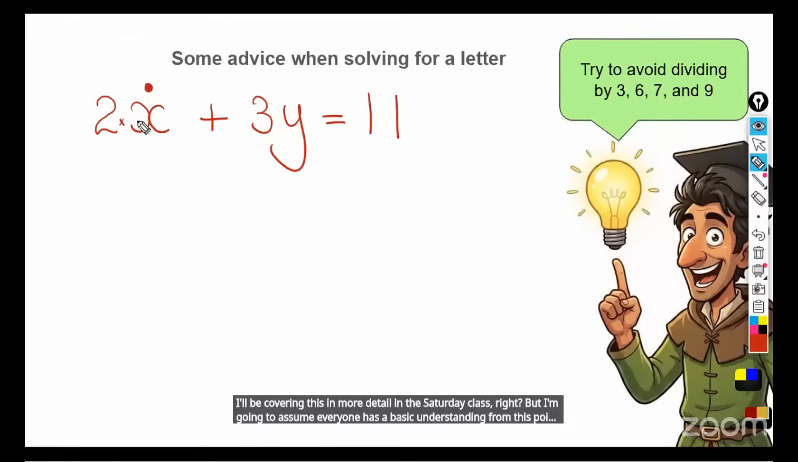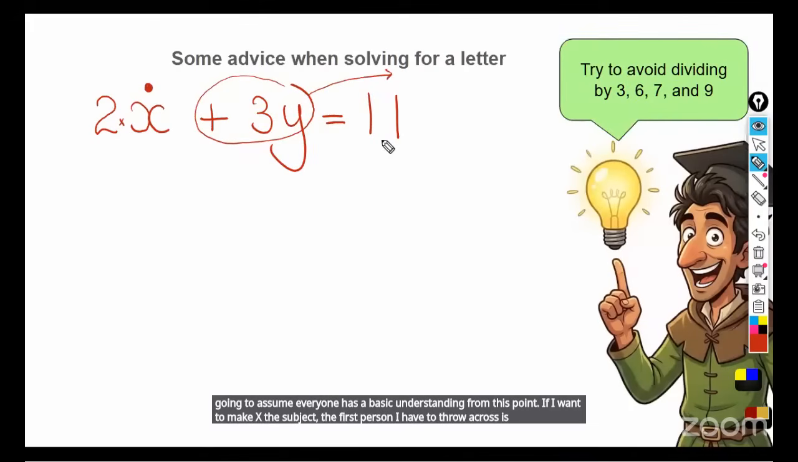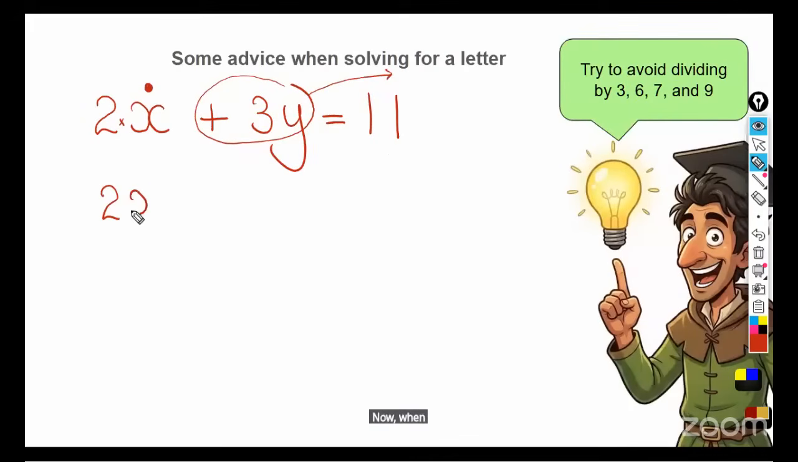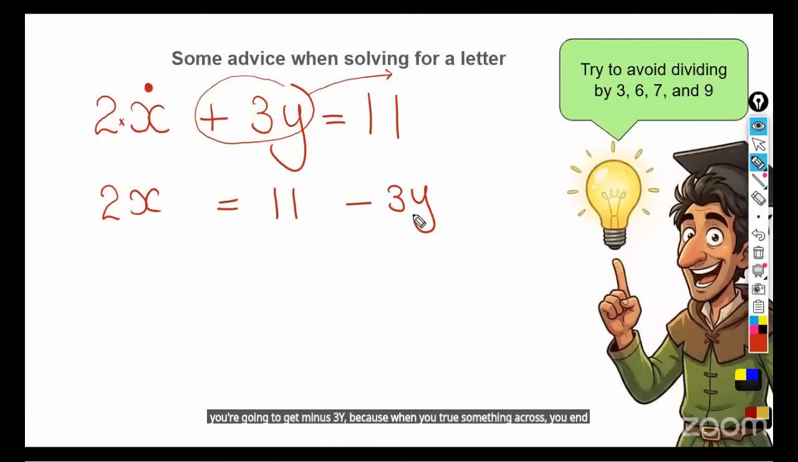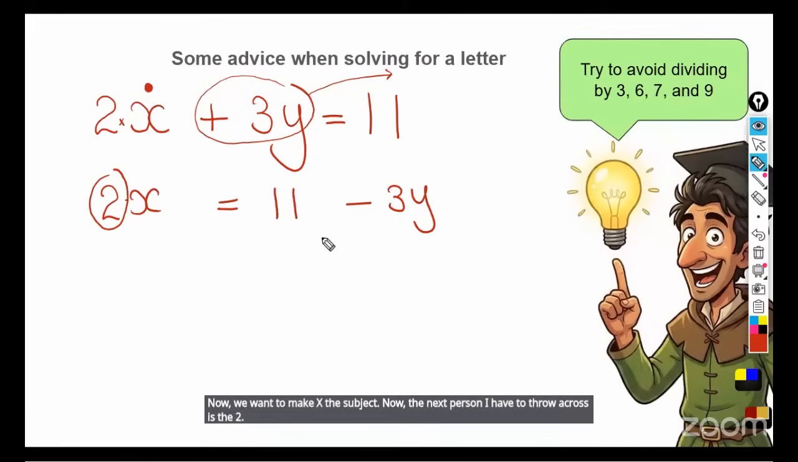If I want to make x the subject, the first thing I have to throw across is the positive 3y. When you throw across positive 3y, you get minus 3y, because when you throw something across, it becomes the opposite. Now, we want to make x the subject. The next thing I have to throw across is the 2. The 2 is a secret multiply. You have 2 items waiting on this side.